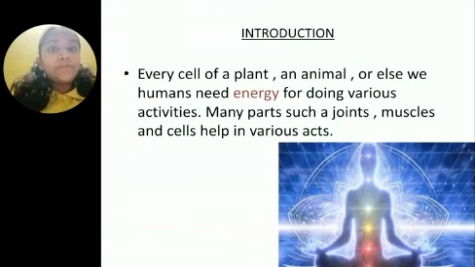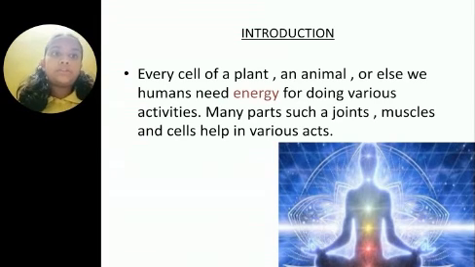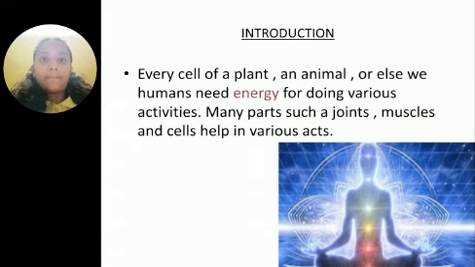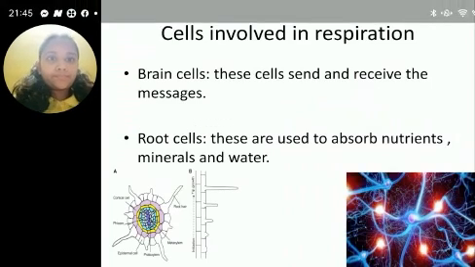Introduction. Every cell of a living organism, which is a plant, an animal, or else we human beings, needs energy for doing various activities. Now let me tell you some parts in the human body which are involved in doing various acts. They are joints, muscles, and cells.